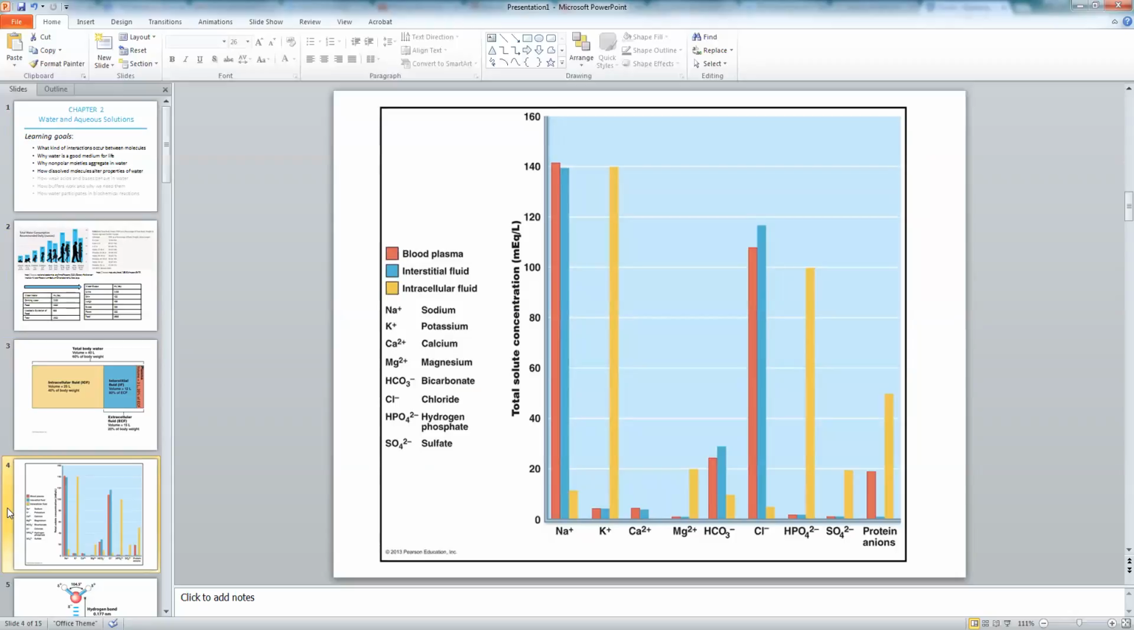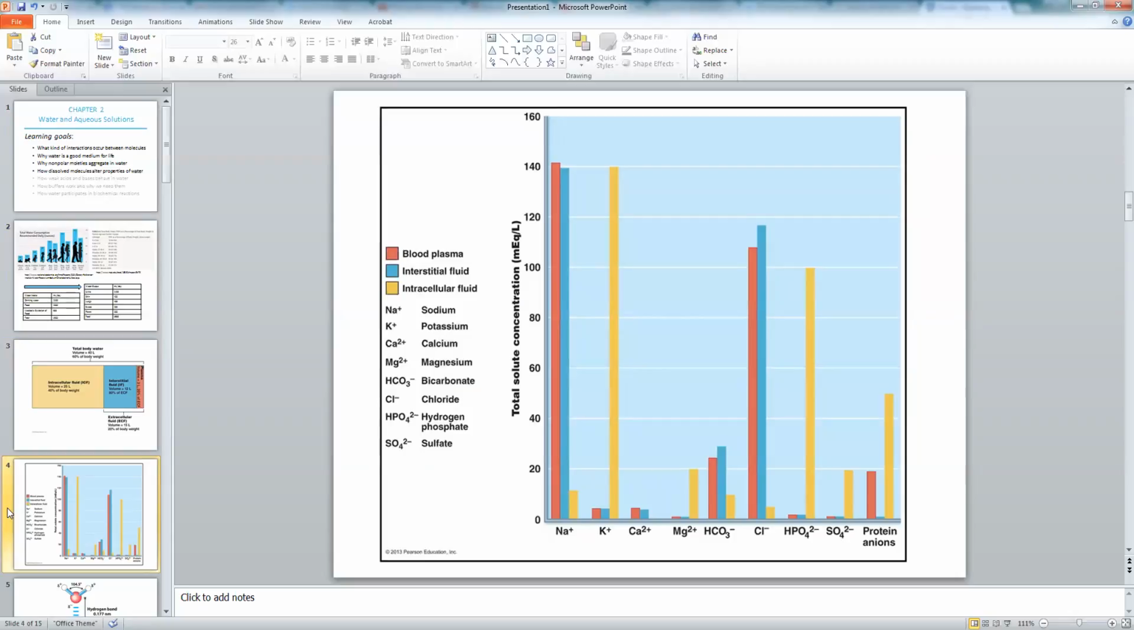So how much of them per liter do we see in these fluids? For example, if I take a look at sodium, there's a lot of sodium in my extracellular fluid. So in blood plasma, in interstitial fluid, there's a significant amount of sodium, whereas in my intracellular fluid, there's actually not as much sodium.